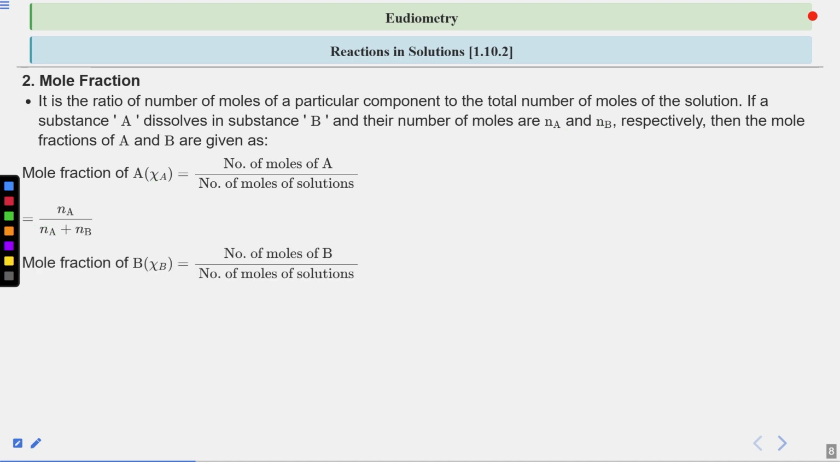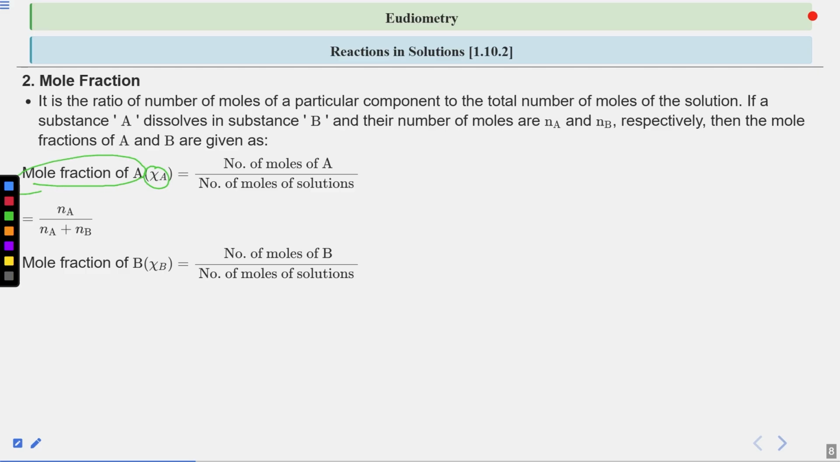Now, same thing can be said for the B. So chi is the mole fraction. This is just a notation on how to write the mole fraction. Clear? Instead of writing this whole thing, you can write it as chi A.